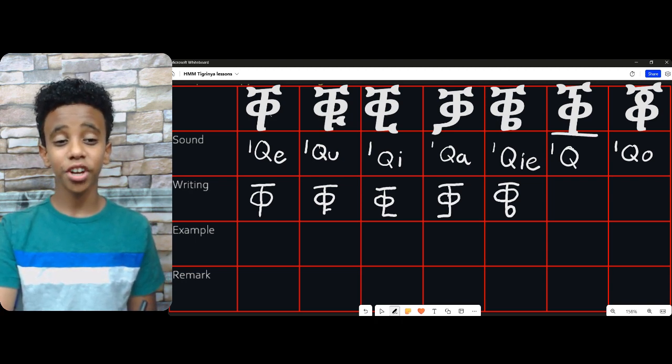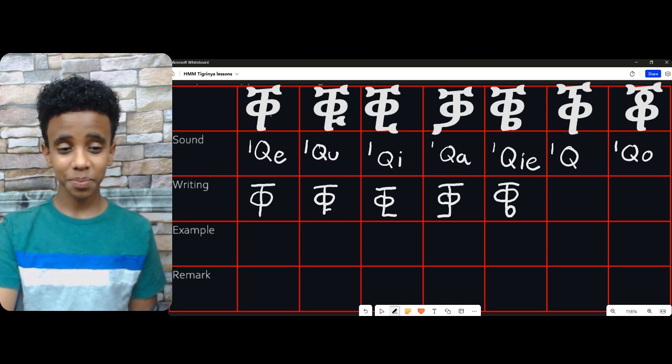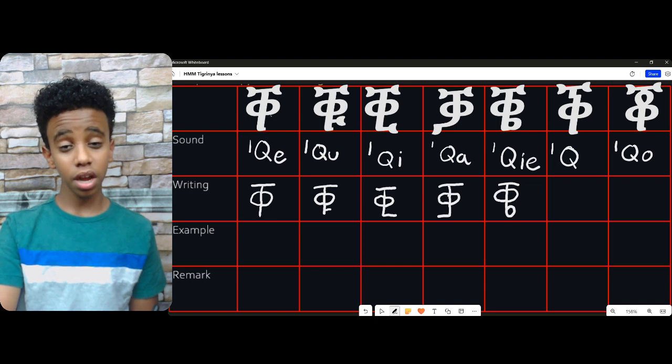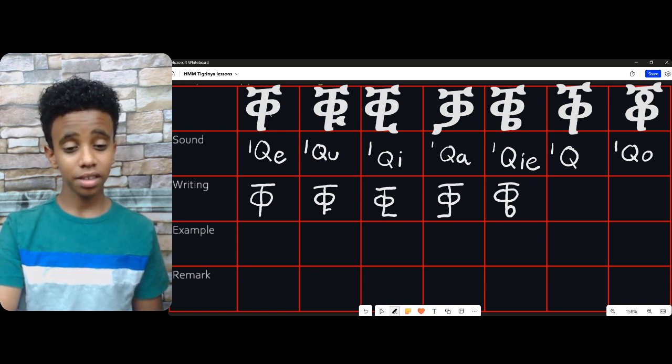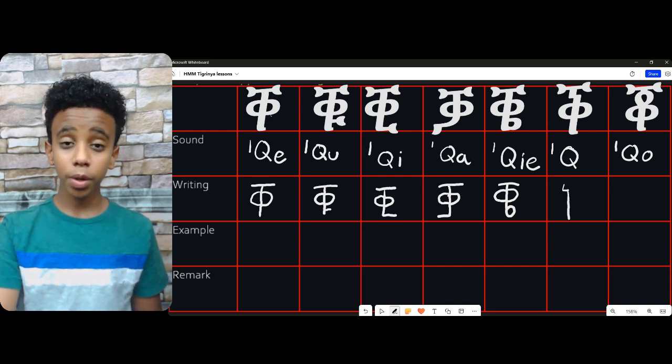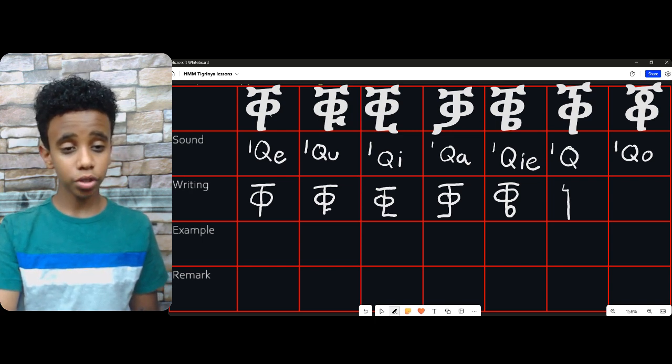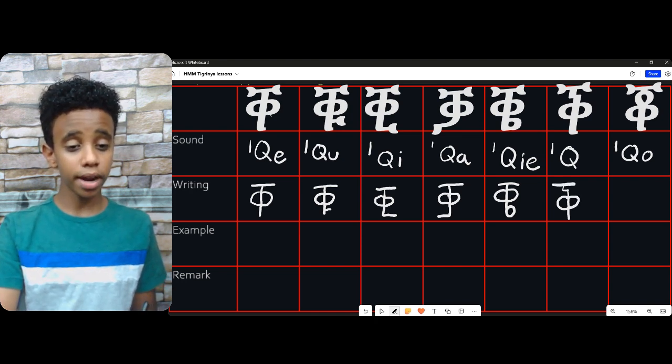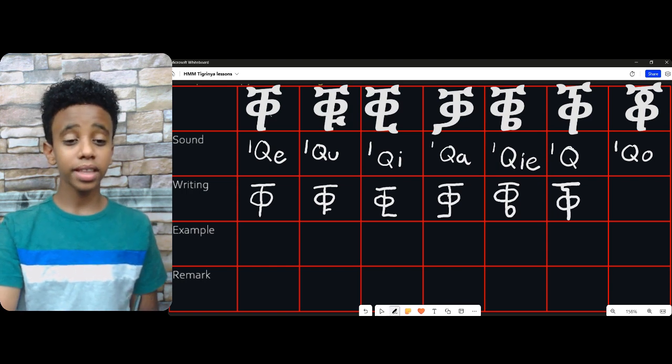Our sixth letter is the letter qi. If you were to write the letter qi in Tigrinya, the first way that you would write it is by making a small L. So make a small L like this, and then you will draw a straight line like this, and then you'll make a half circle, another half circle, and then you'll add a hat on top of that L. Let me embolden it. This is how you write the letter qi.